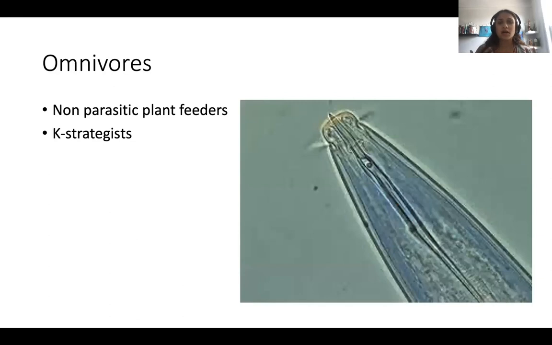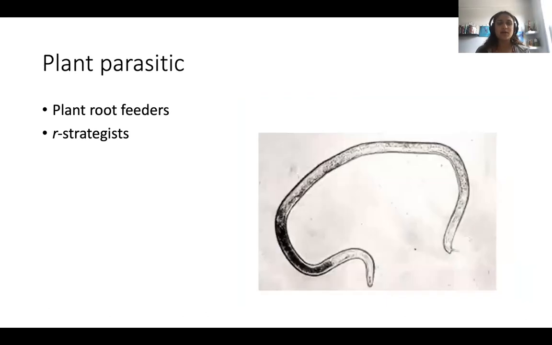Additionally, there are omnivore nematodes, which are these non-plant parasitic plant feeders, and they're also K strategists. And lastly, we have these plant parasitic nematodes that we referenced before in this lecture. And these nematodes are plant root feeders, and they're primarily R strategists.